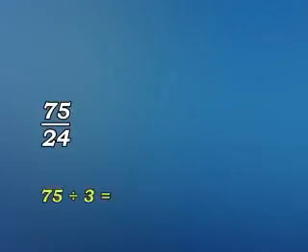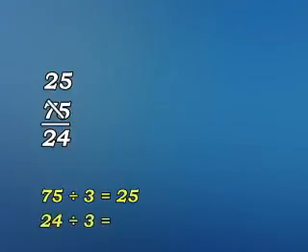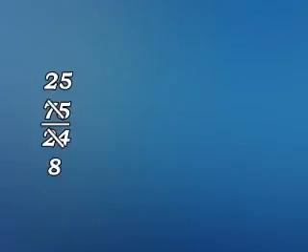Well, if we divide 75 by 3, we get 25. And if we divide 24 by 3, we get 8. So 3 is a common factor for 75 and 24. And we end up with 25/8, which is quite easy to deal with.